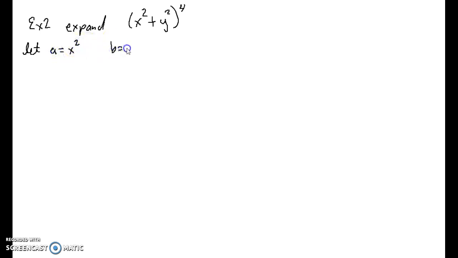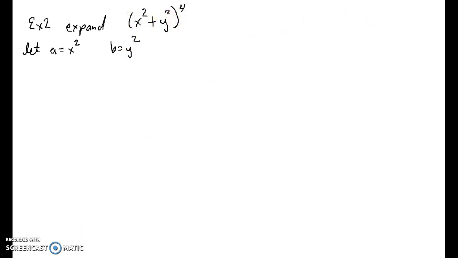So let's try example number 2. I want you to expand this binomial. So we're going to say x squared plus y squared to the power of 4. You can either pause the video and try this out. All right, so I'm going to write a quick little let statement. Let a equal x squared, b is going to equal y squared. So we use a power of 4.